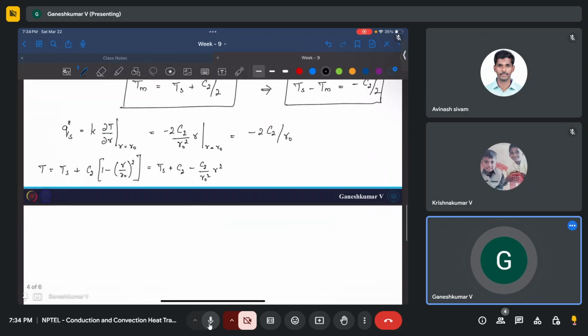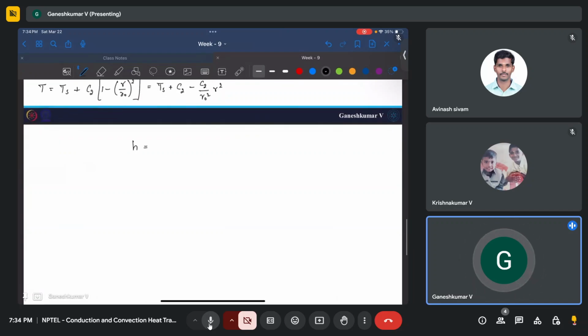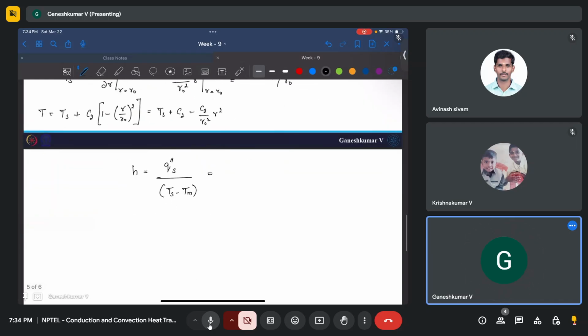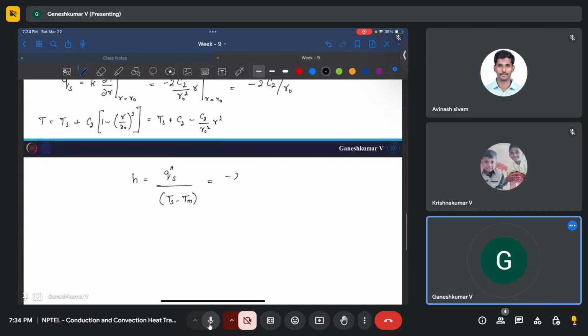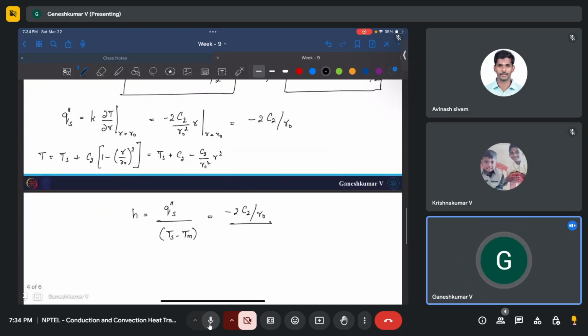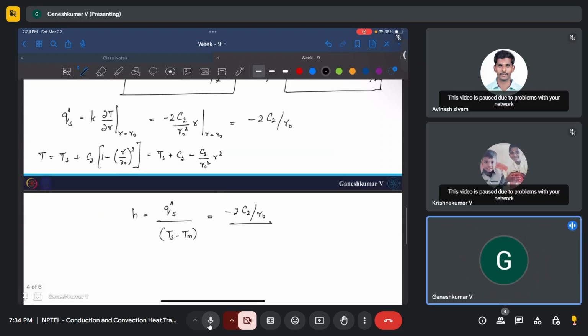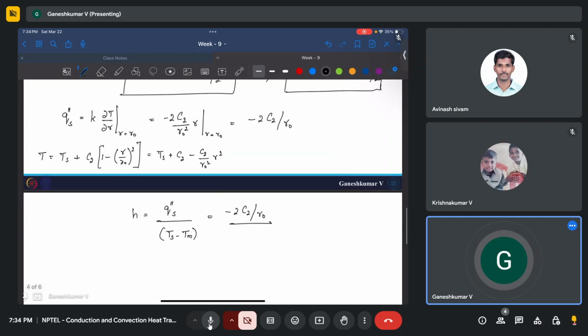So we found both of them. We can directly find H. H is nothing but Qs double prime divided by Ts minus Tm, which is nothing but Qs double prime is minus 2C2 by R naught divided by Ts minus Tm, which is minus C2 by 2. At the end of the day, we need to get Nusselt number to be constant, because this is a fully developed flow, right? If it comes to be constant, then we are right with our math. So this and this goes away. Negative sign, you can remove it. Then this becomes 4 by R naught. Okay, this is your H.